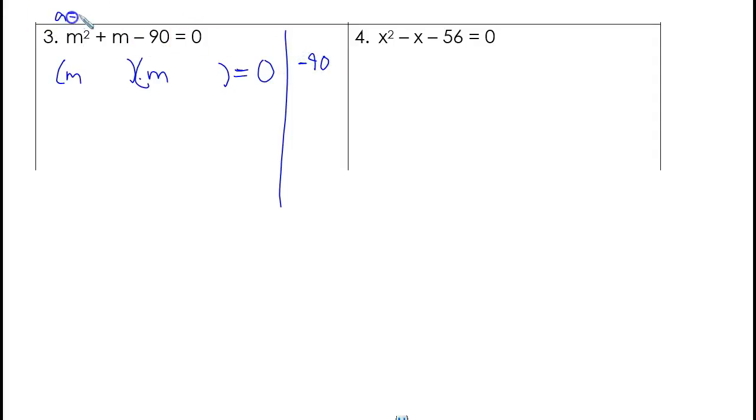So if a is 1, b is also 1, and c is -90. That's what happens when you speak right at the same time. So remember the 0 doesn't matter. It's A, B, C like that, okay? So C is negative 90.